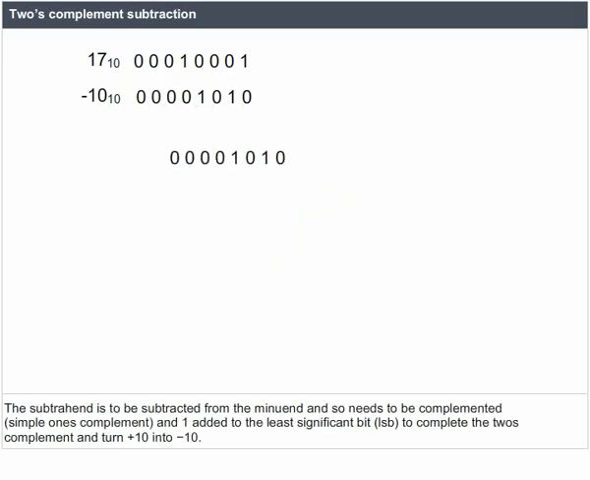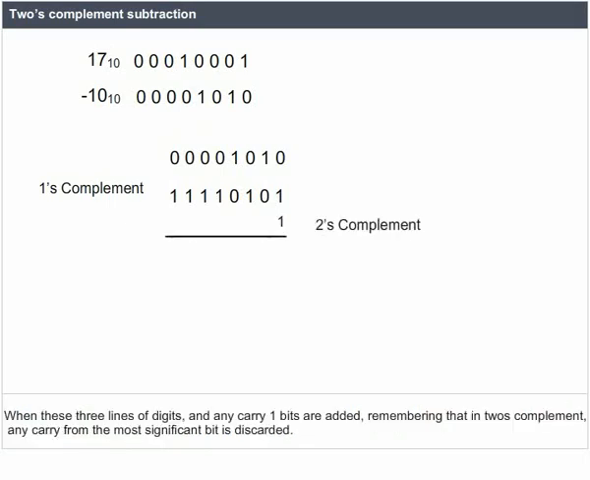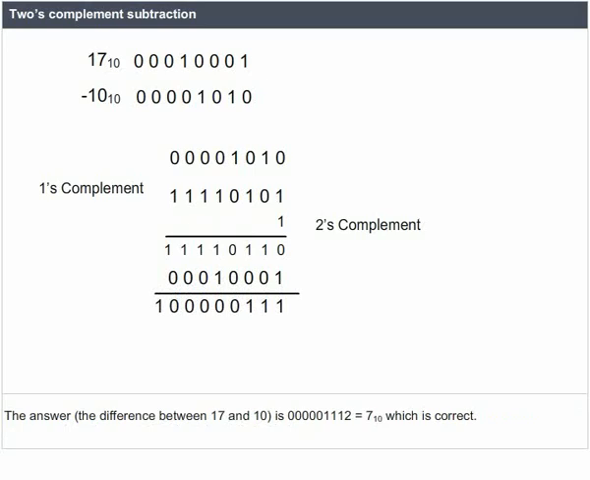The subtrahend is to be subtracted from the minuend and so needs to be complemented: simple ones complement, and 1 added to the least significant bit, LSB, to complete the 2's complement and turn plus 10 into minus 10. When these three lines of digits and any carry 1 bits are added, remembering that in 2's complement any carry from the most significant bit is discarded, the answer, the difference between 17 and 10, is 00000111 to the base 2, which is equal to 7 to the base 10, which is correct.